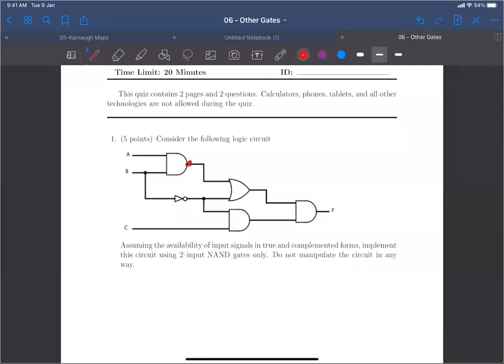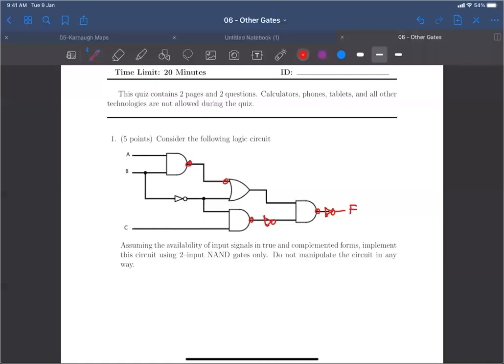This one here cancels. And this one here, but I need another inverter here. And this one, but with another inverter here. So this is my F. Now I have an option here, right? Which option gives me the best alternative?